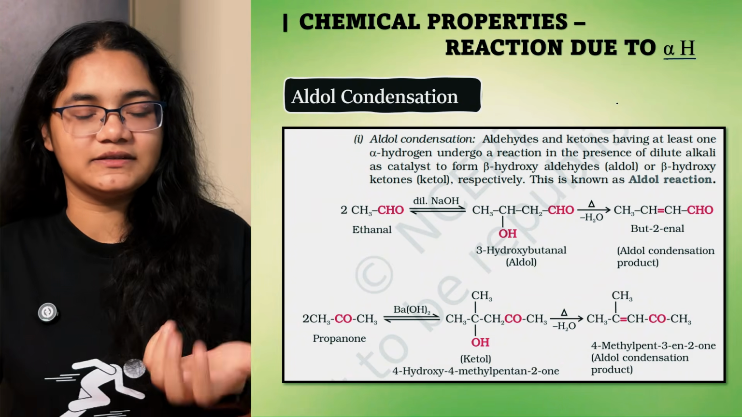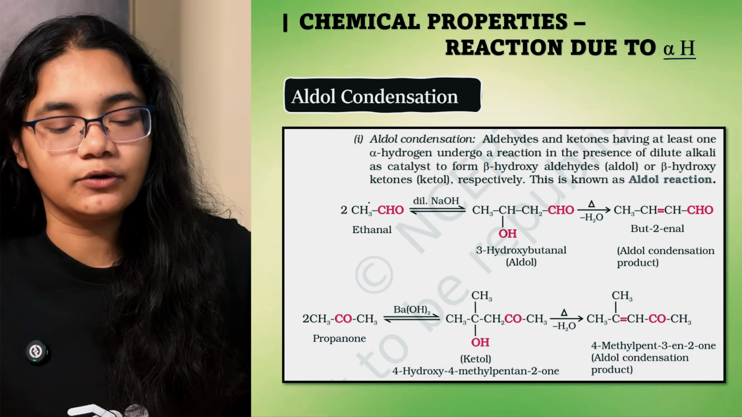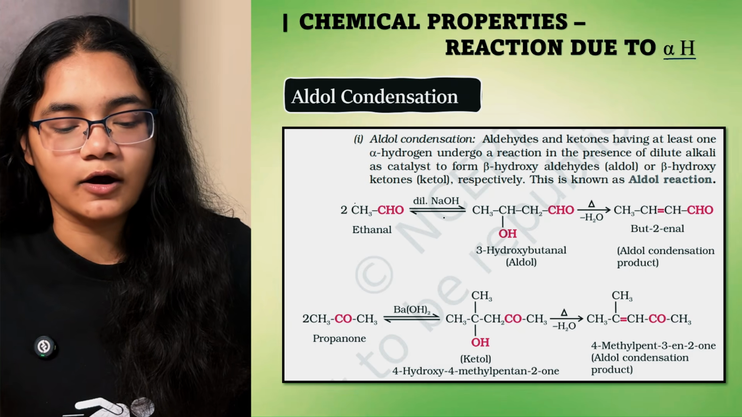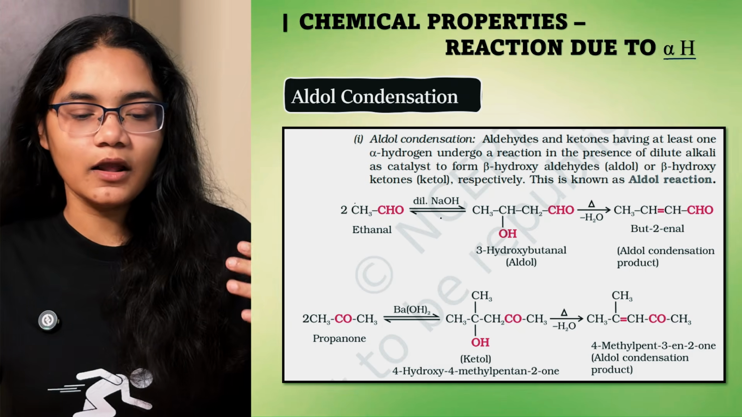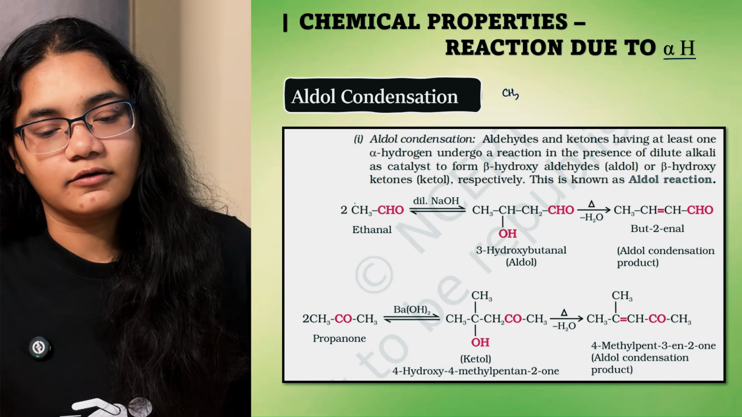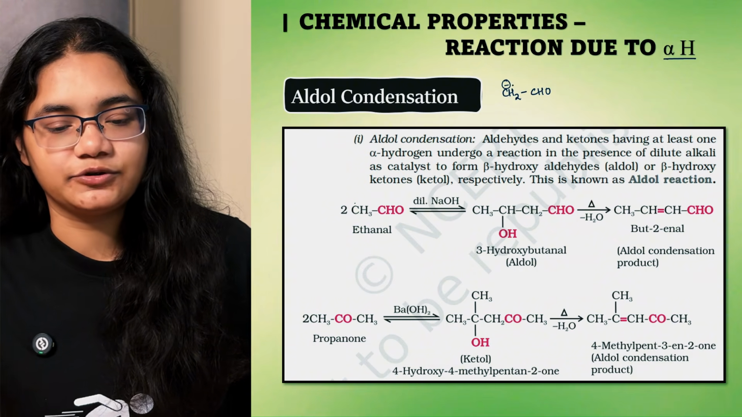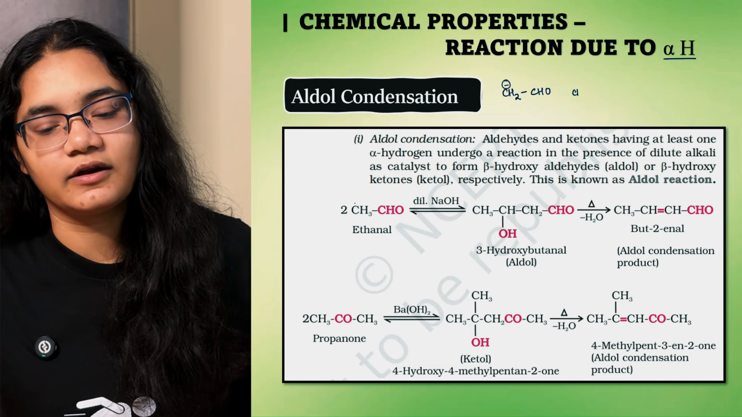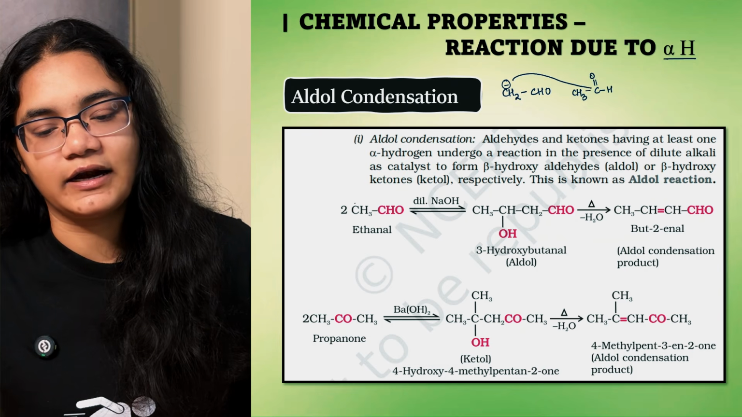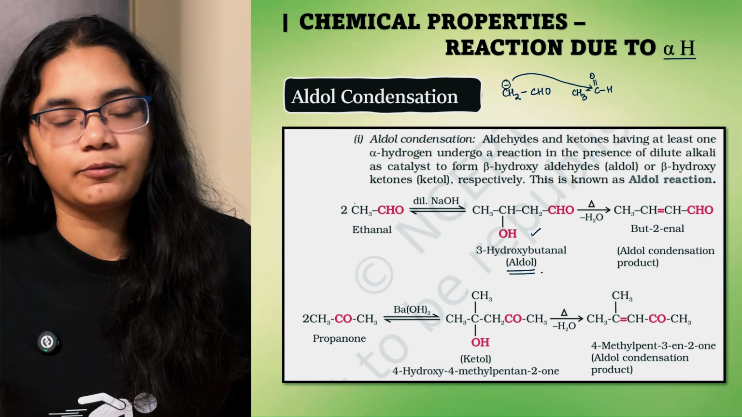Clear? Next, we have reactions due to alpha hydrogen, the aldol condensation reaction. So what happens in aldol condensation? You have dilute NaOH first of all. This dilute NaOH behaves as a base, and it removes one hydrogen to produce a nucleophile. This nucleophile then reacts with another CHO group, so the negative group attacks it, and 3-hydroxybutanal, an aldol product, is formed.